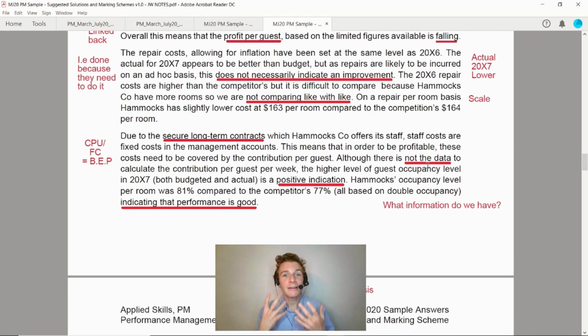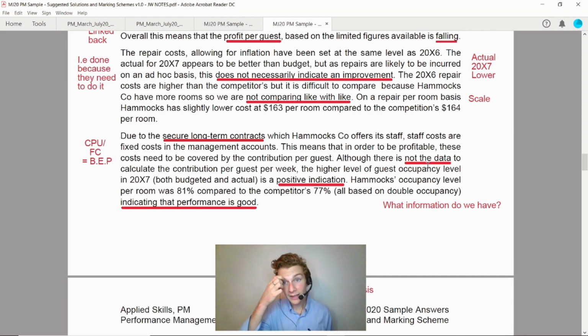The repair costs allowing for inflation have been set at the same level since 2006, and the actual for 2007 appears to be better than budget. But as repairs are likely to be incurred on an ad hoc basis, this, and this was the key bit I got down here, does not necessarily indicate an improvement. So actually for 2007 it was a bit lower. An ad hoc basis literally means it's a case of, well, when it needs to be done, they need to do it at that time. So in regards to repairs, if a repair needs to be done, you do it on an ad hoc basis, so we need to do the repair on it. That's where it's coming from here.